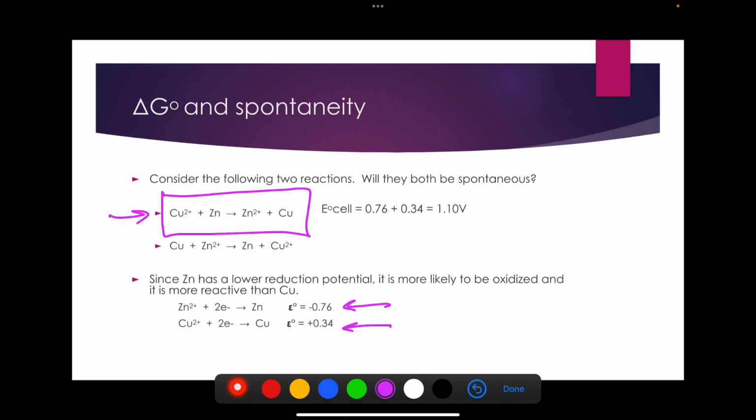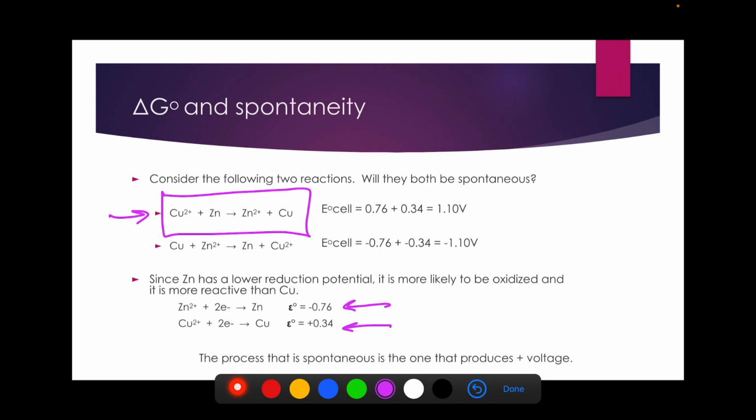We can support this by calculating cell voltages. The cell voltage for the first cell would be a positive value, whereas the cell voltage for the second reaction would be a negative value. This supports the idea that a spontaneous process will have a positive voltage.